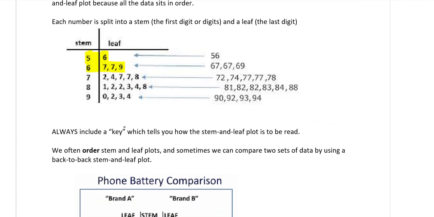You should always include a key when you are drawing it, because most of the time it works as a tens digit and a ones digit, but sometimes if I had a key that was 5 line 6, that could be equal to 5.6 as well. You could turn it into a decimal instead of a tens and ones. So that's why you have to include a key.